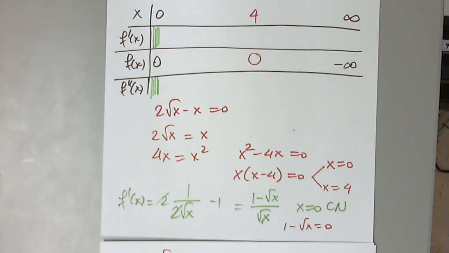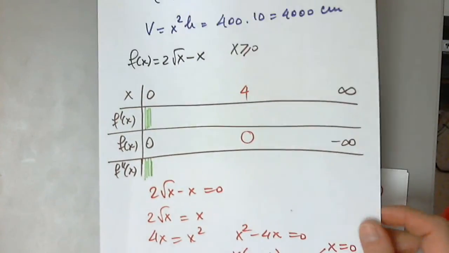Remember, critical numbers come from two possible sources: either f prime being undefined where the function is defined, or when f prime is 0. Are we okay with that? Okay, so now let's study the sign. So here's the derivative.